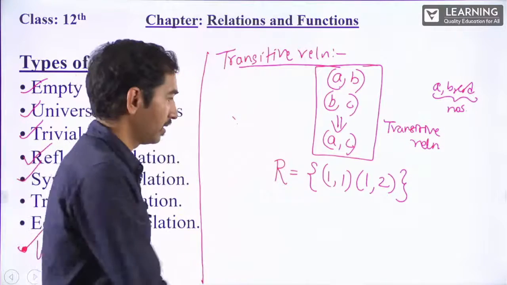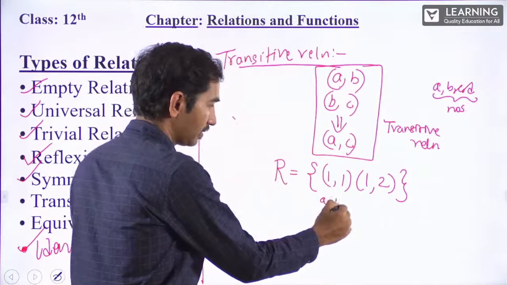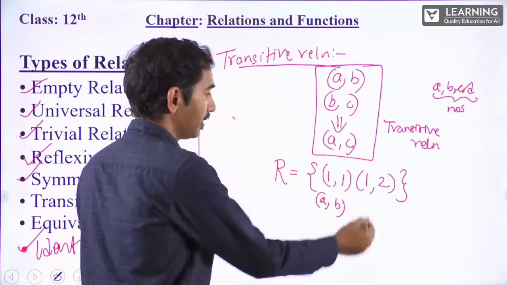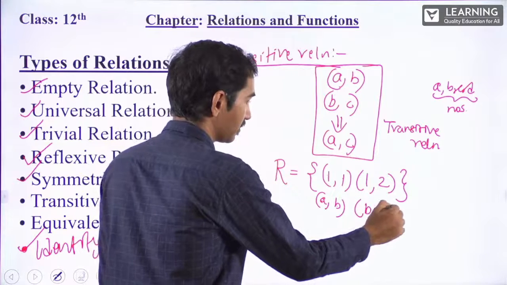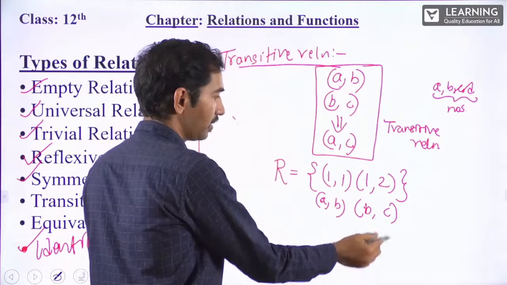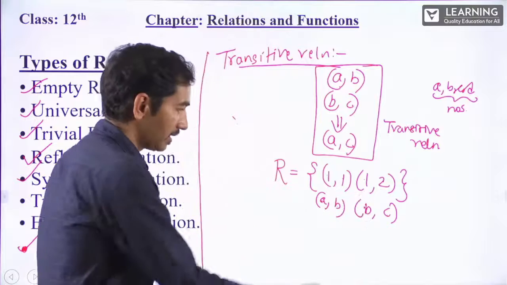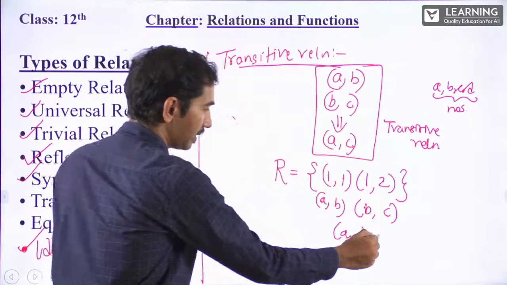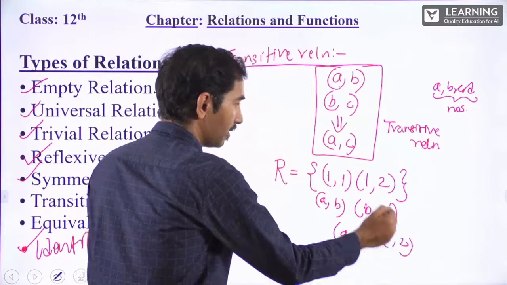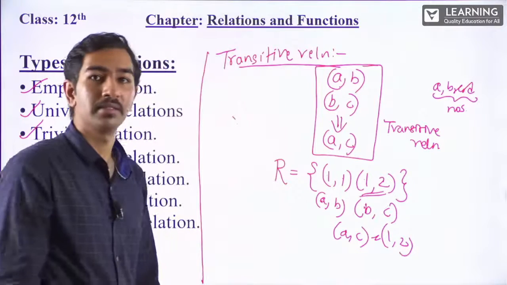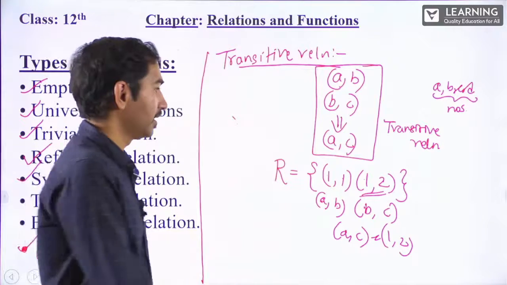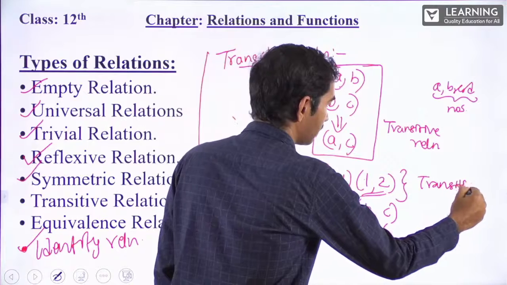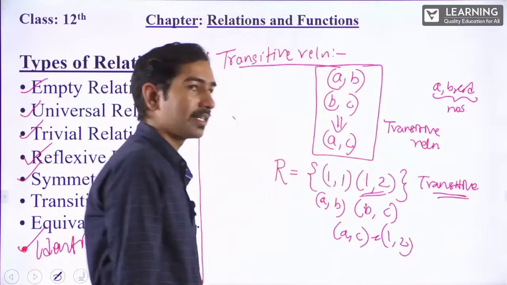Now see this. This is (A, B). What is A? 1. What is B? 1. This is (B, C), students. What is B? 1. What is C? 2. Does (A, C) exist now? What is (A, C)? (A, C) is nothing but (1, 2). (1, 2) is already here. So this is called what type of relation? Transitive relation. This is called a transitive relation.